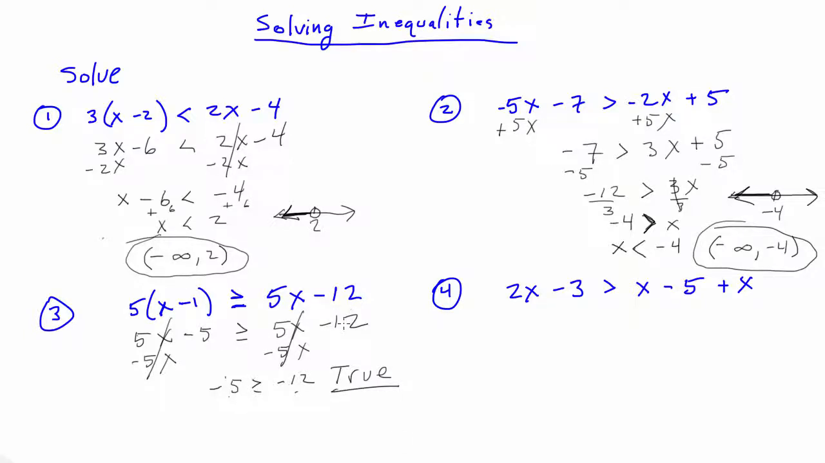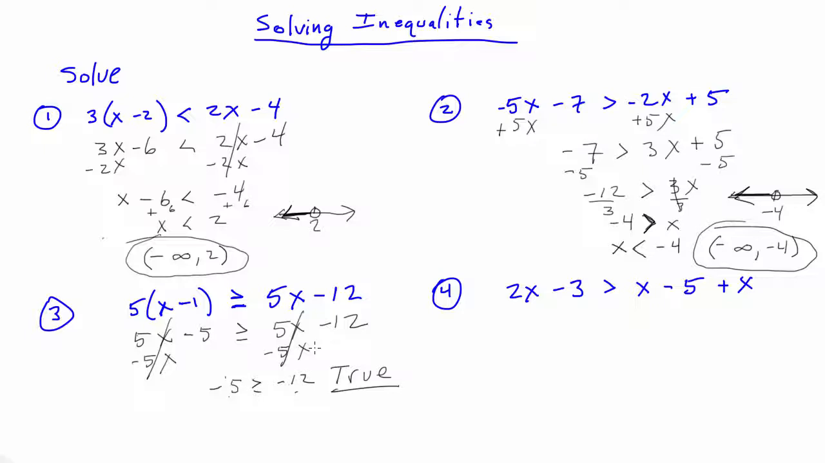Now, in equations, when all the x's cancel out like this, the answer was either all real numbers or no solution. So if you remember, when you got a true statement, the answer is all real numbers. And that's what happens here. This inequality, the way it's written, when you solve it, produces a true statement without any x's anywhere. So the answer is all real numbers.